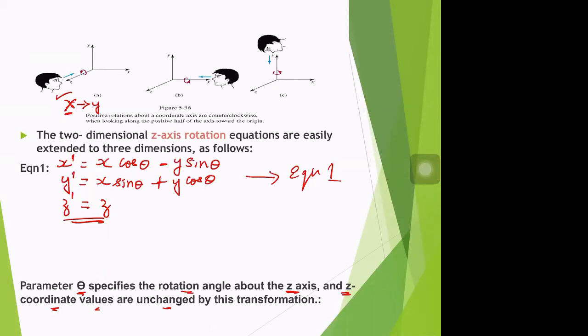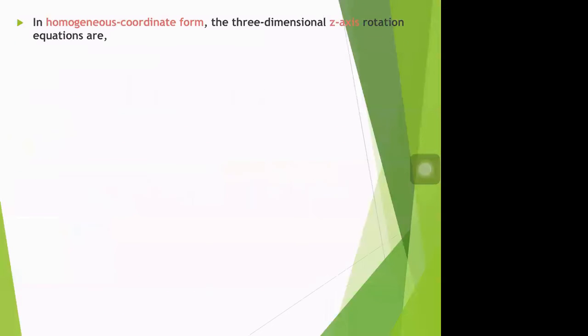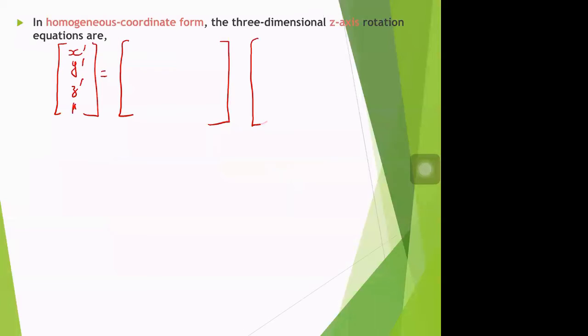Then how do I write it in matrix form? That means we have to include the homogeneous coordinate. X dash, y dash, z dash, 1 is equal to x, y, z, 1. So what was my formula? x cos theta minus y sin theta.